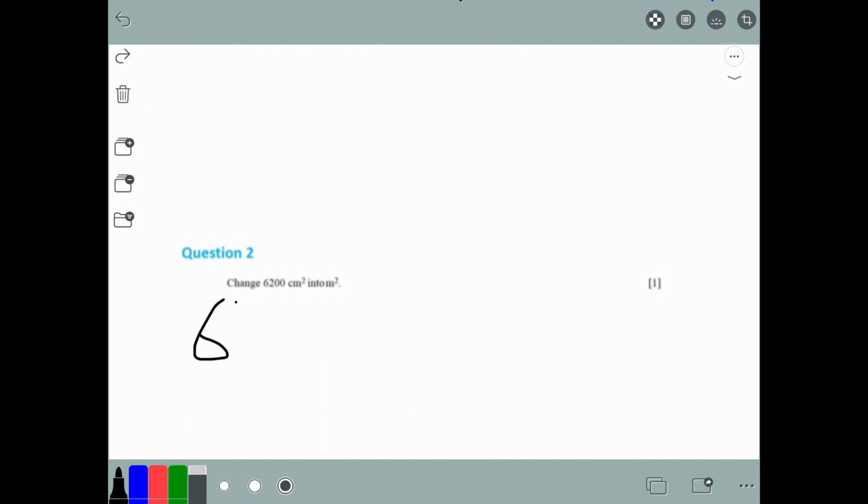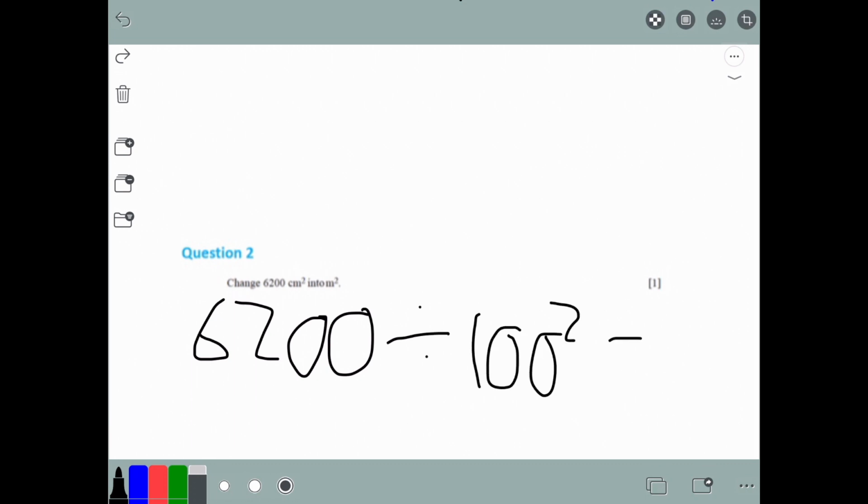Therefore, 6,200 divided by 100 squared equals 0.62 meters squared.